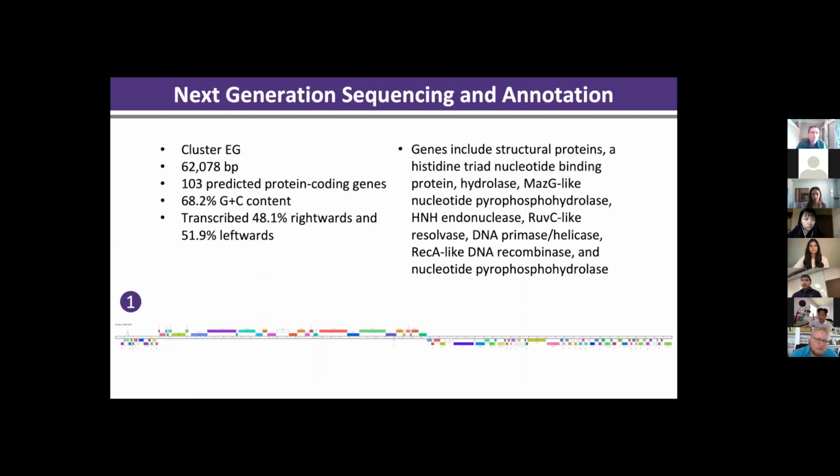Using data software such as Pecan, Galaxy, Familiar, PhagesDB, BLAST, and next generation sequencing revealed that Physis belongs to cluster EG. The genome of Physis has 62,078 base pairs, which transcribes rightwards 48.1% of the time and leftwards 51.9% of the time. Physis GC content is 68.2%, and it has 103 predicted protein coding genes. Genes include structural proteins, histidine triad nucleotide binding protein, hydrolase, among others.